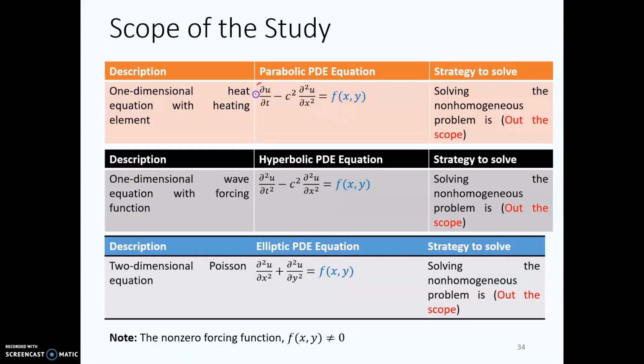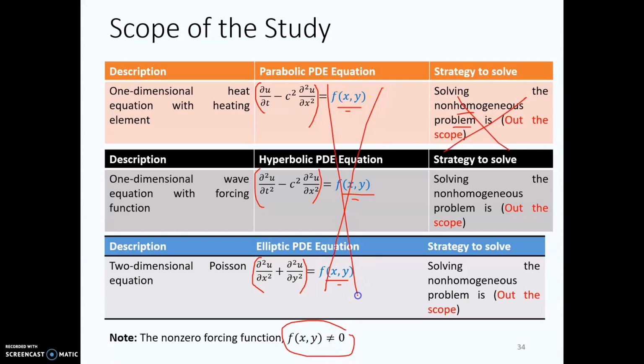In this case, you have the one-dimension heat equation with the heating element, the one-dimension wave equation with the forcing function, and the one-dimension Poisson equation with the heat element. If the right-hand side here is non-zero, then you will have a non-homogeneous problem. Solving non-homogeneous problems will be out of scope in this study. So we don't cover this in this study. We only cover the homogeneous problem where you have the right-hand side equal to 0.